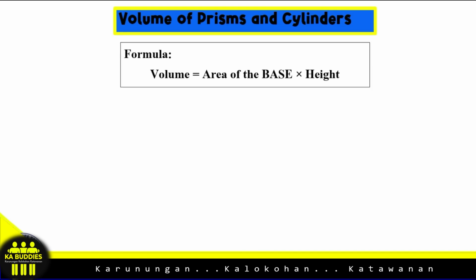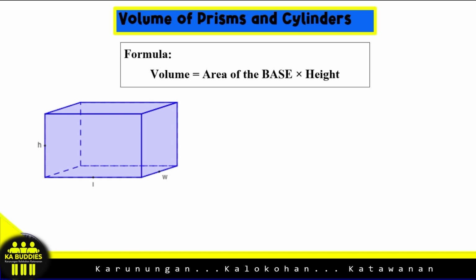Let us start with the formula. The formula for finding the volume is area of the base times height. So the first thing that we need to do in order to solve the volume is to identify first what kind of prism is given.